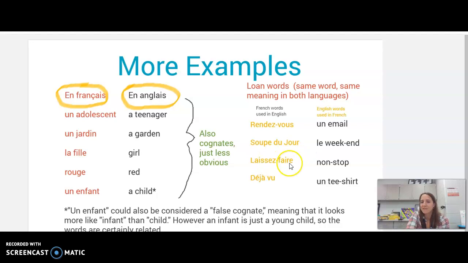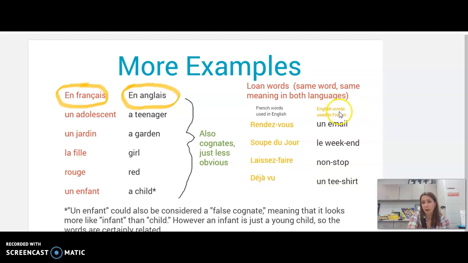Laissez-faire. You've heard of laissez-faire democracy before. Letting things kind of go as they will. So laissez-faire is a term that we use in English that comes from French, that is French. And then déjà vu is another one. If you have déjà vu, it's something that you've already seen, and we use this term in English without changing it from the French at all.